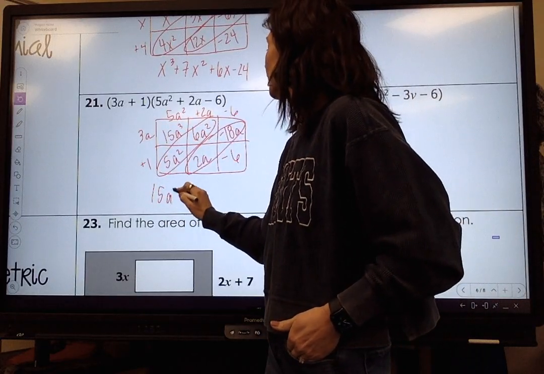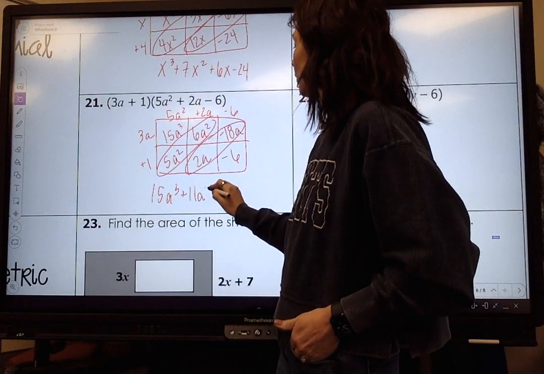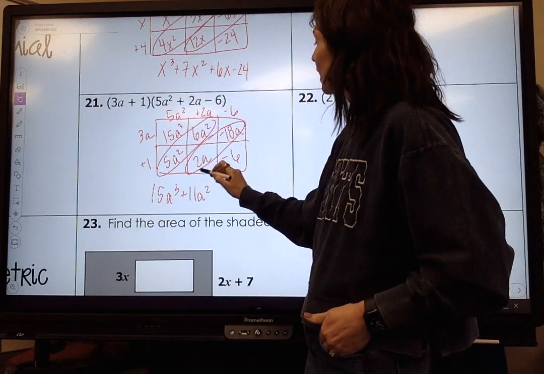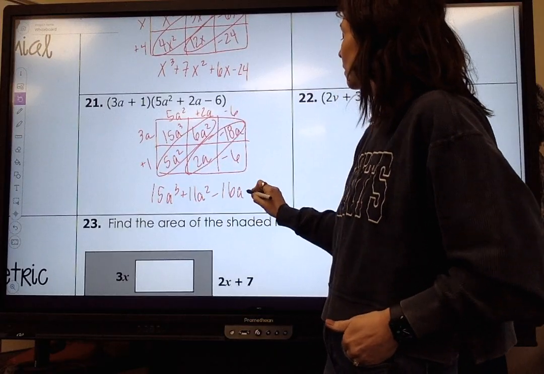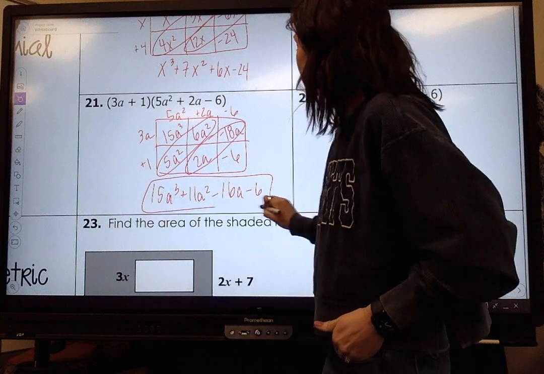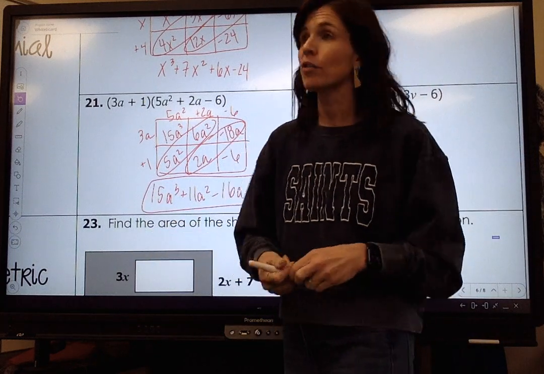So I get 15a to the third. When I combine these guys, it's plus 11a squared. When I combine these guys, my linear term, I get negative 16a, and my constant term is negative 6. Okay? So box method, double distribution, knock yourself out.